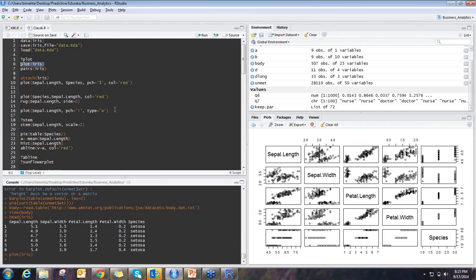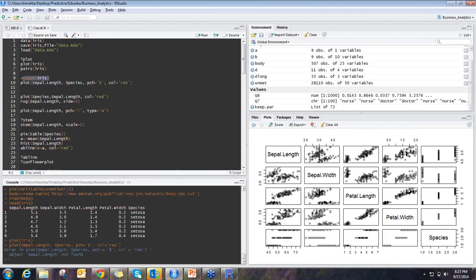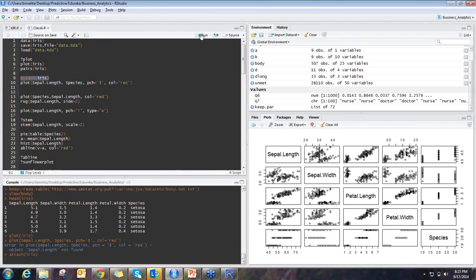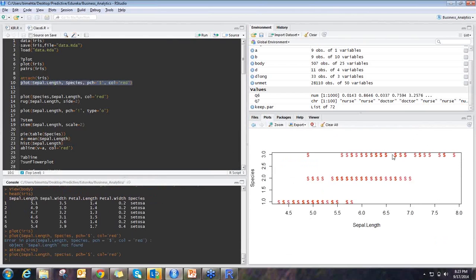Right? I can also modify the plots. I can basically change the colors. I can do a lot of things here. So let's say I want to just plot the length of the sepal of this particular iris database. I'll just execute this command here. And you see, it goes and plots that particular length of the sepal.